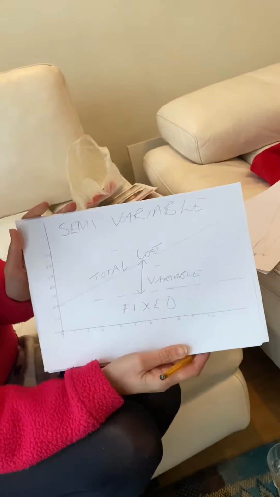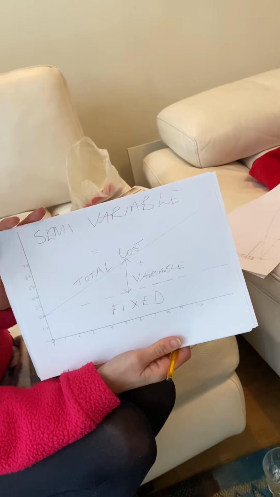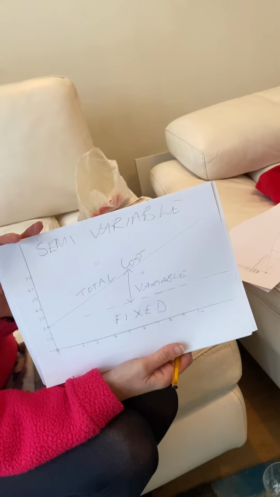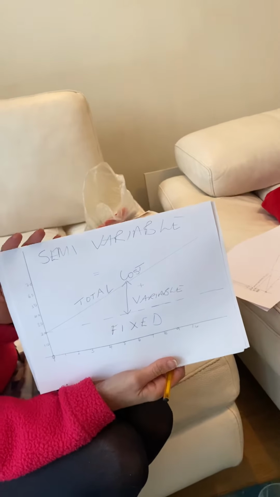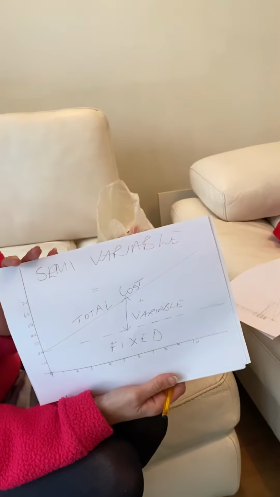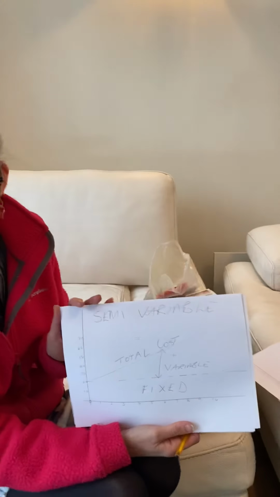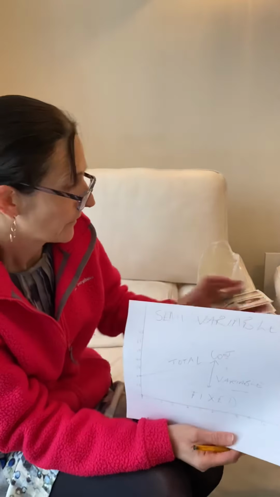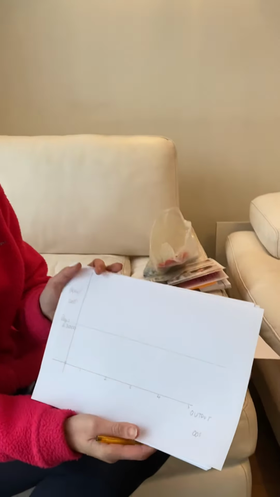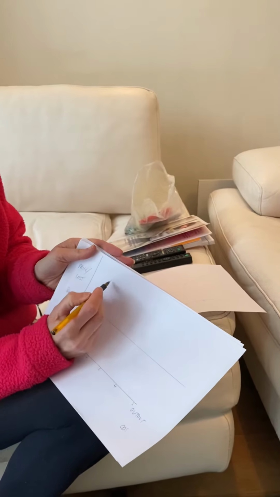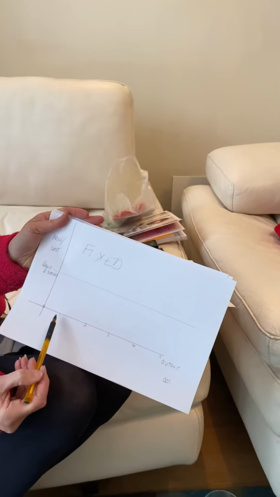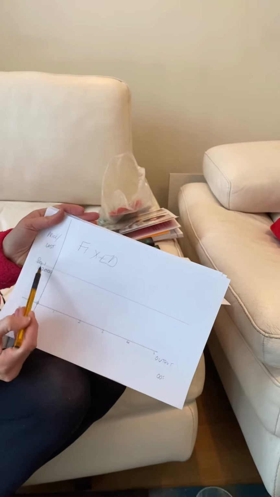If you type these three types of cost into Google or whatever, you can get some quite good graphs and explanations that you can look at. But the main thing is fixed costs do not alter with the level of production. The cost is fixed whether you make 1, 2, 3, 4 or 5. It is £2,000.